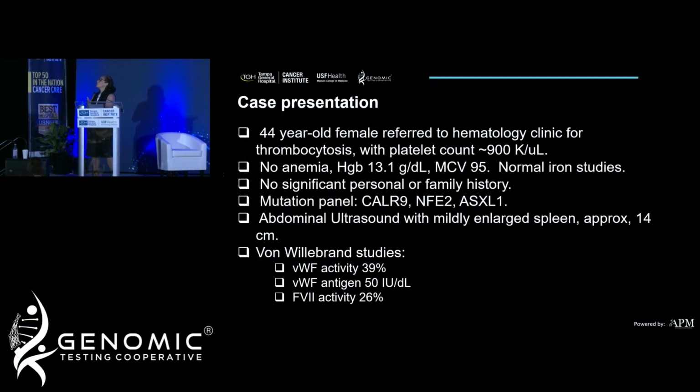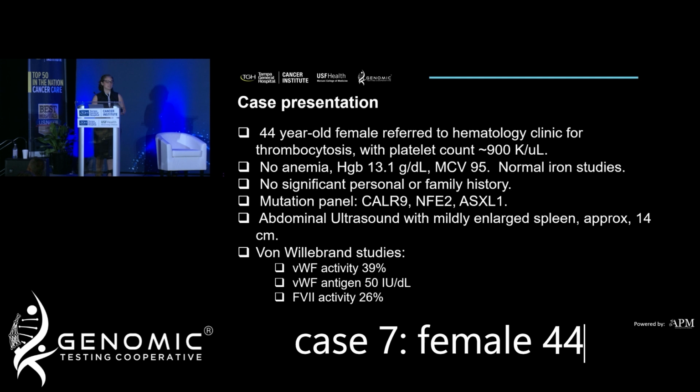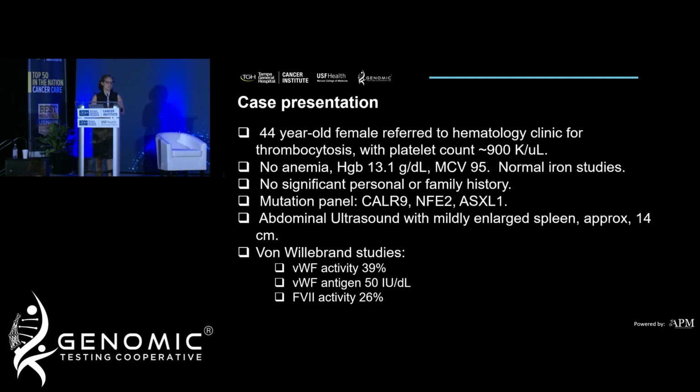Okay, so we're going to start with a 44-year-old female. She was referred to the hematology clinic for thrombocytosis. Her platelet count was about 900,000 per microliter. She did not have any anemia. Her hemoglobin was 13.1. She had a normal MCV, and iron studies were normal as well, for those of you that are wondering. She had no significant personal or family history.